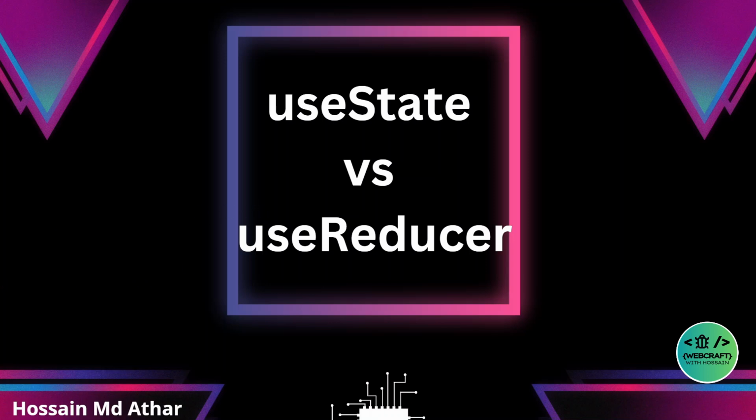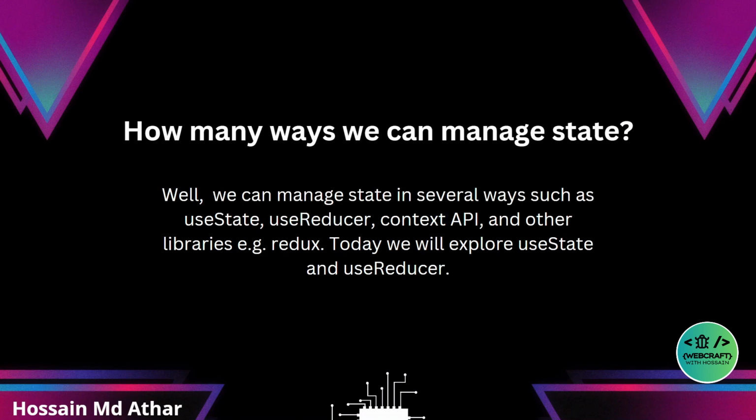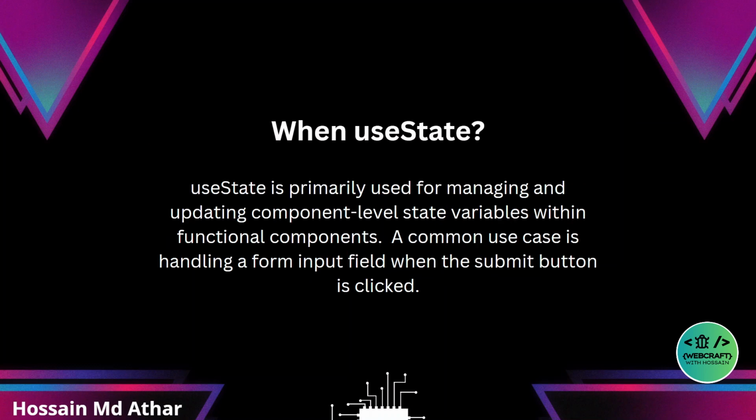Today we will explore useState and useReducer hook in React. So why do we have to manage state? In React, we don't directly interact with DOM. So to update a DOM or interact with the DOM, we have to use a different state managing approach. For example, we can use useState, useReducer, context API, and other libraries like Redux. So there are many ways to manage state.